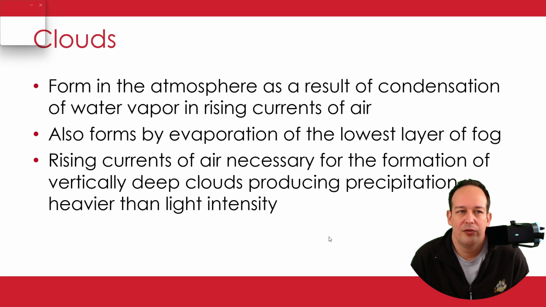So clouds form in the atmosphere as a result of condensation of water vapor in rising currents of air. They also form by evaporation of the lowest layer of fog. So fog was on the ground, the lowest layer of it evaporates, and now it's a cloud. Rising currents of air are necessary for the formation of vertically deep clouds that produce precipitation heavier than light intensity.